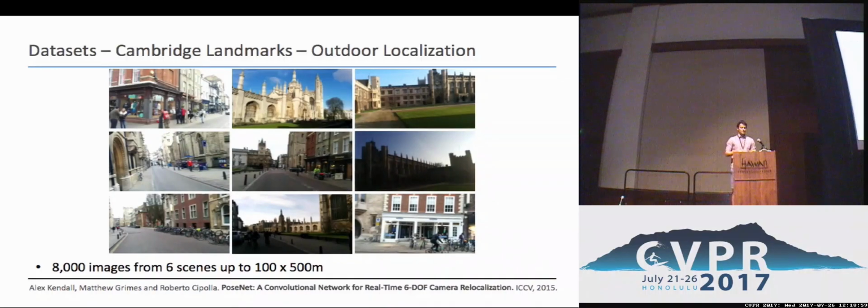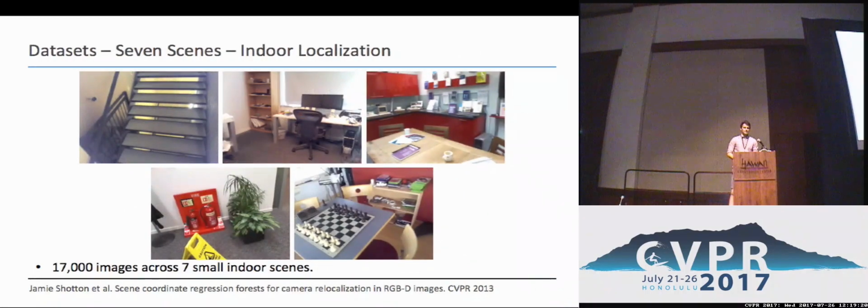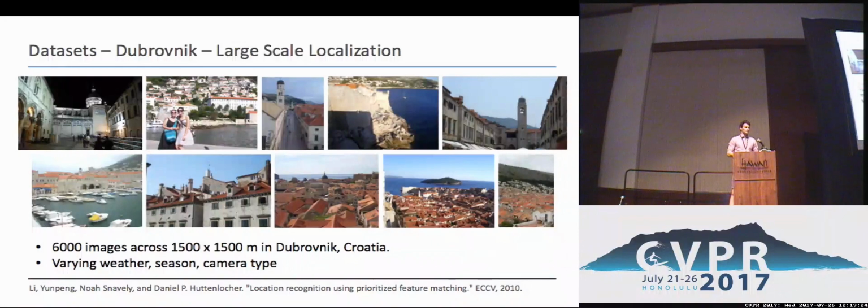So now I'd like to talk about some results. Firstly, just to introduce some data sets. The first data set we're showing results from is the Cambridge Landmarks data set. This has 6 scenes from around Cambridge University with 8,000 images, and the scenes vary from a small shop facade to an entire street. And so they're small urban scenes. The next data set is the one I discussed earlier with 7 small indoor scenes. And then finally, the Dubrovnik dataset, which has been extensively discussed already today, and this has 6,000 images from a variety of camera types around a small town.